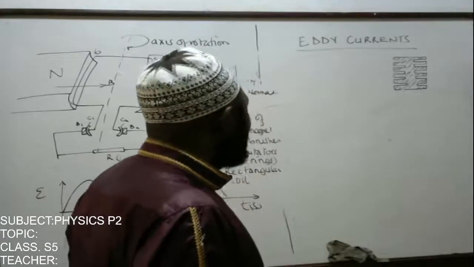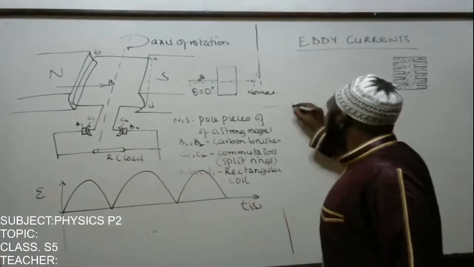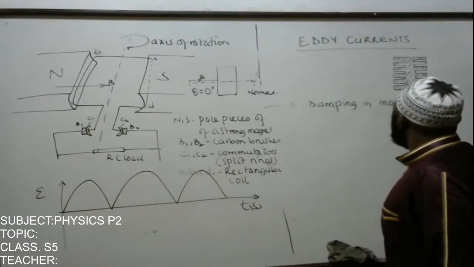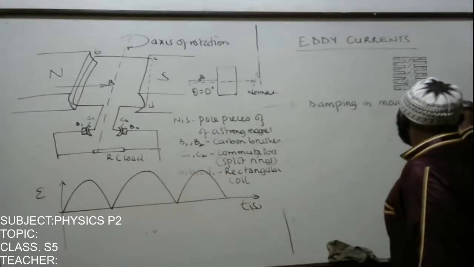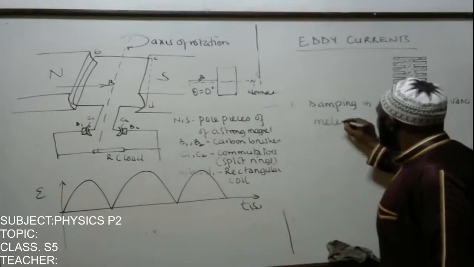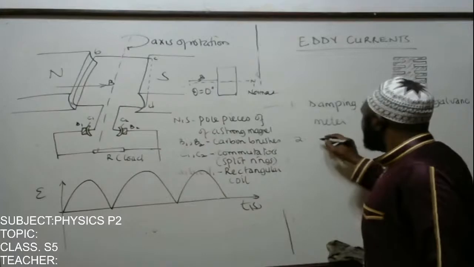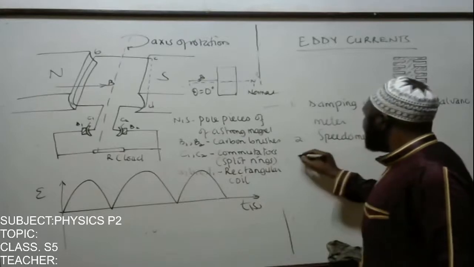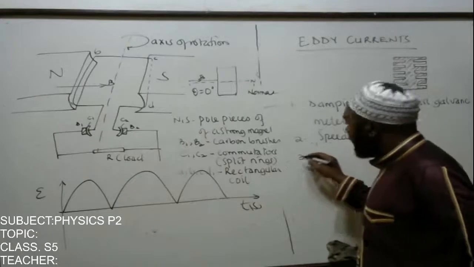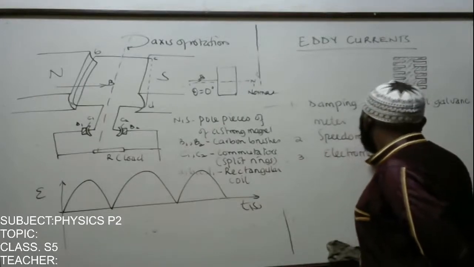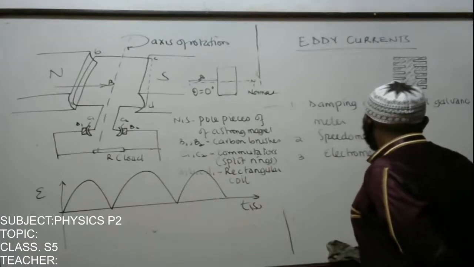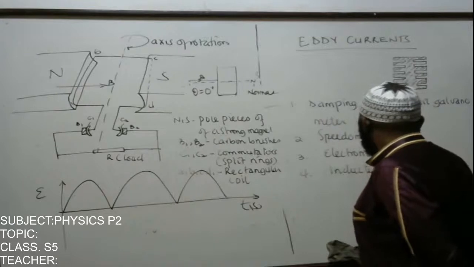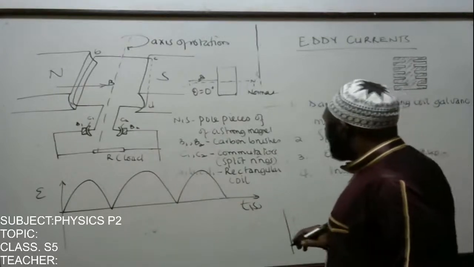So, in brief, eddy currents have 4 major applications. 1, damping in moving coil galvanometer. 2, they are used in speedometers. 3, they are used in electromagnetic brakes, in trains. And 4, they are used in induction furnaces. So those are the 4 major applications.